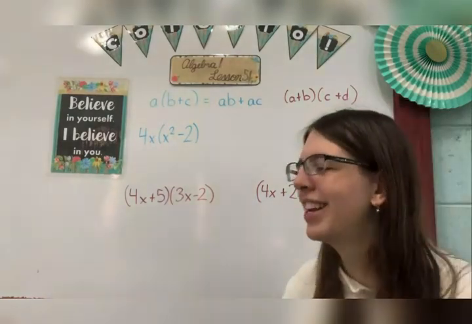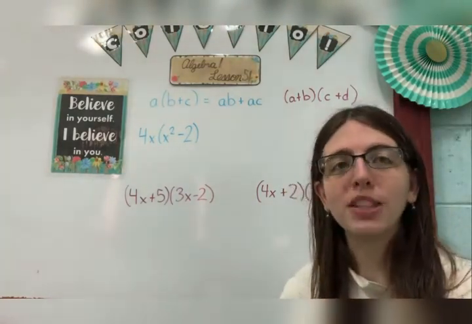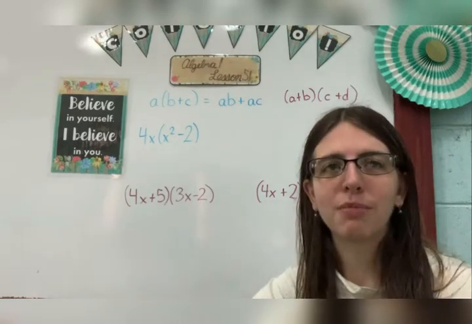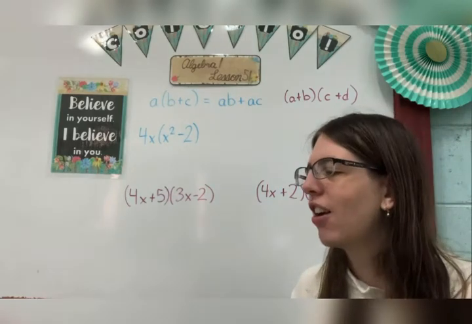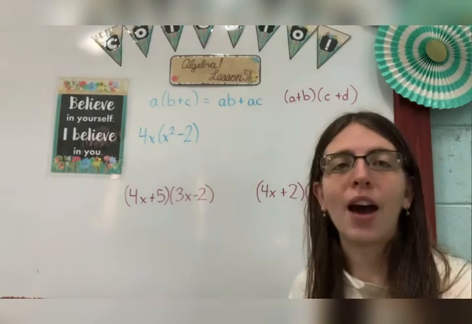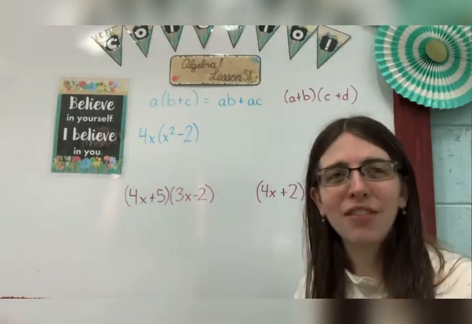Yeah, 51. Okay, we're talking about multiplying polynomials. So we talked about polynomials. We learned what they were in our last lesson, and now we're going to talk about how you multiply them. And it's very, very easy.